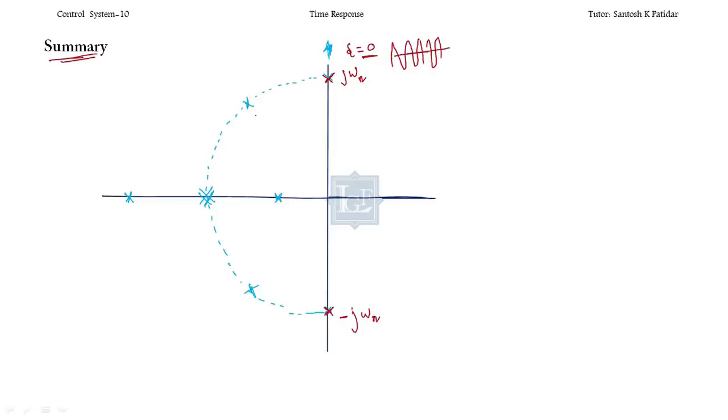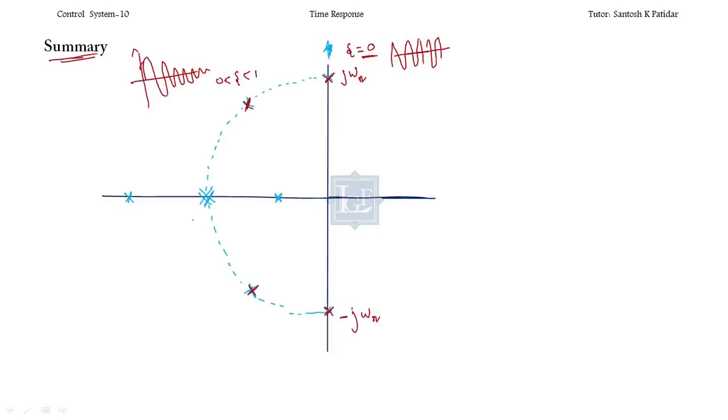Then we have seen zeta between 0 and 1. For 0 to 1, we got the complex conjugate poles. So these are the poles for what? For zeta between 0 and 1. In this case, we have seen the damped oscillation. The output was like this, damped oscillation. Means at t equal to infinity, the oscillation will die out. Correct.